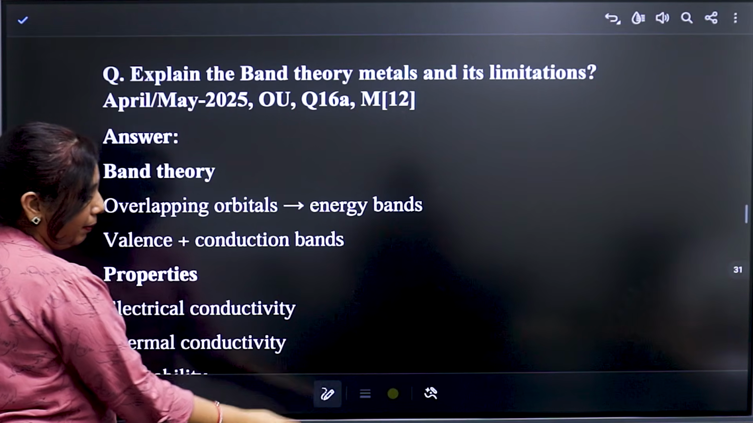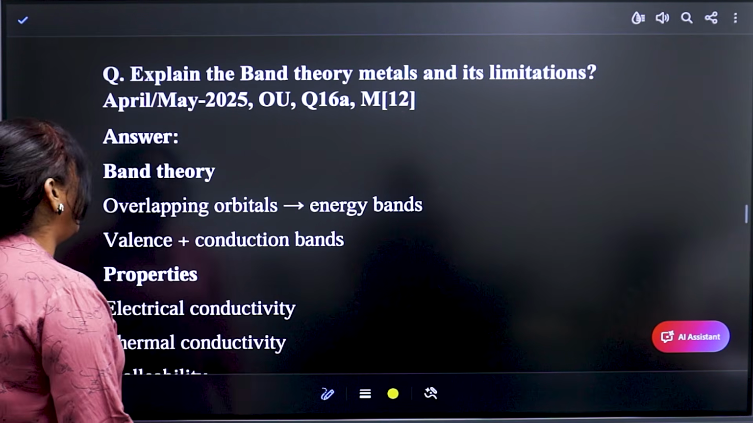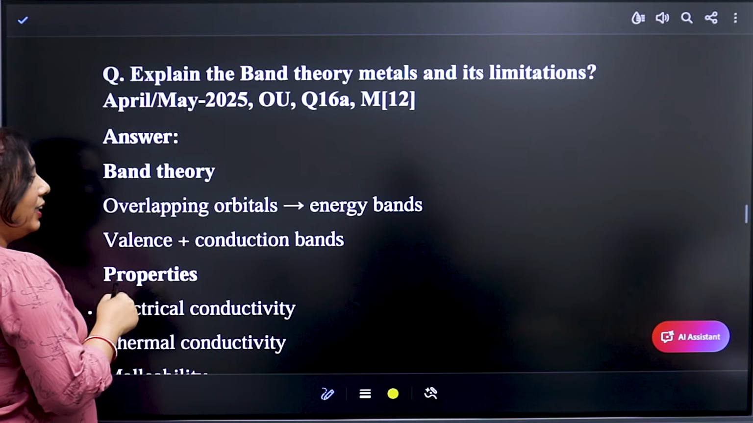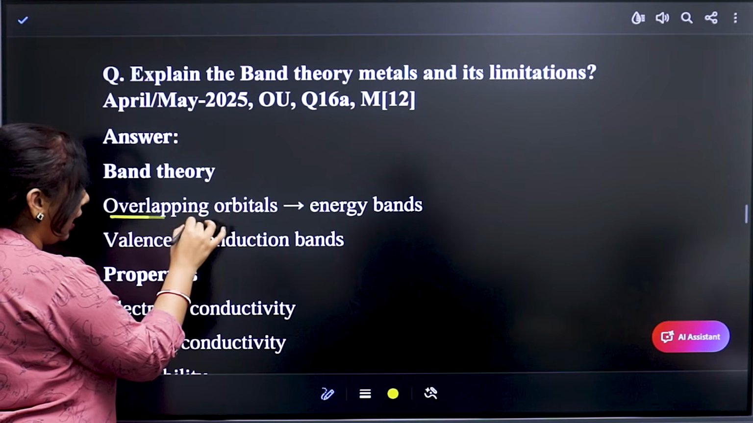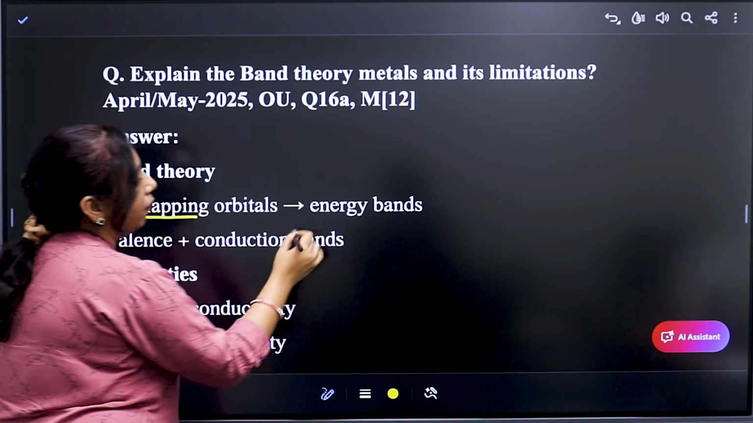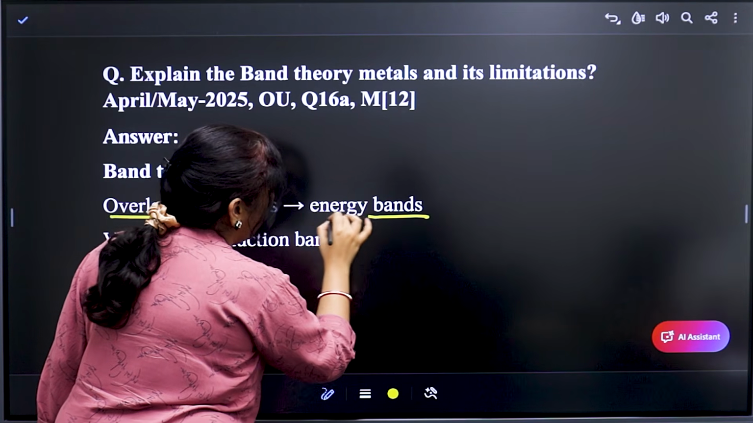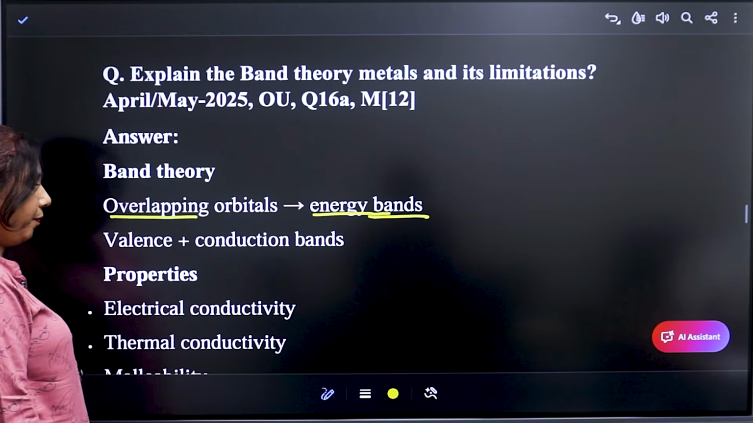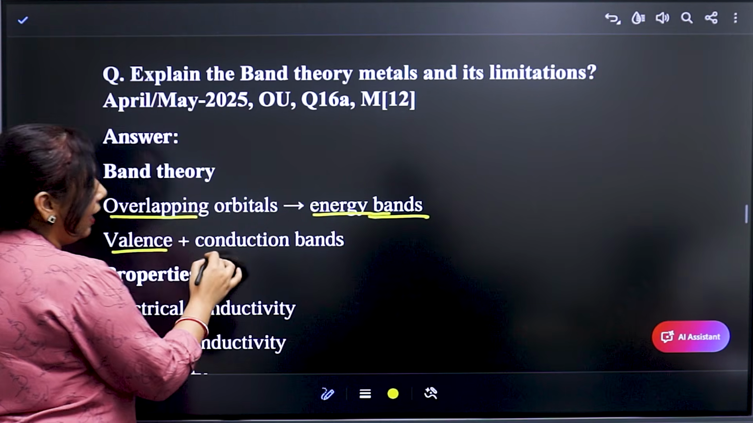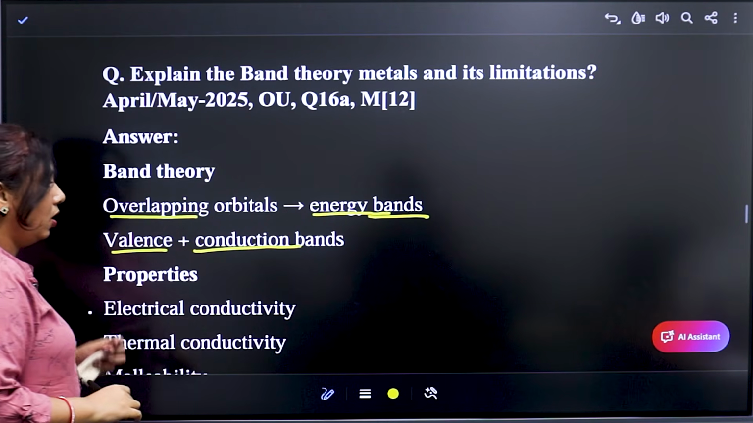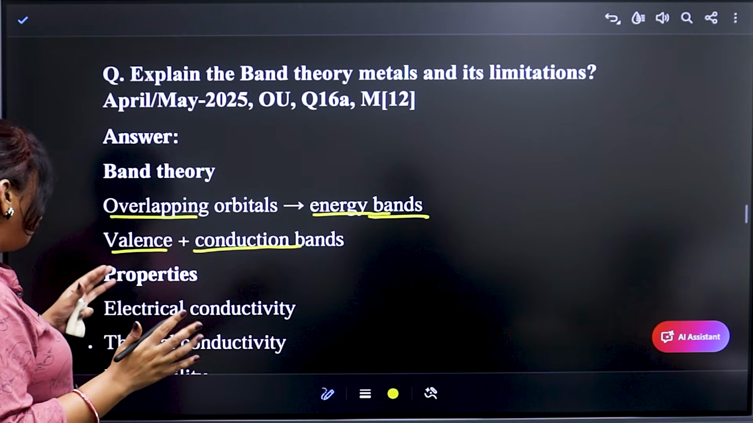Band theory and its limitations. What is band theory of metals? Band theory suggests that orbitals in metals overlap with each other and form bands, which are called energy bands. These energy bands are of two types, valence band and conduction band. So both bands are formed.